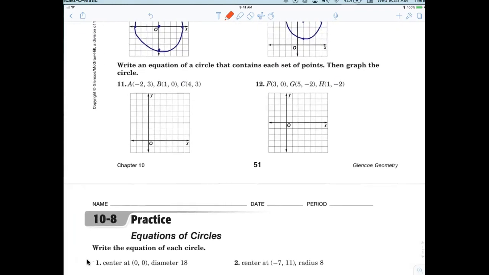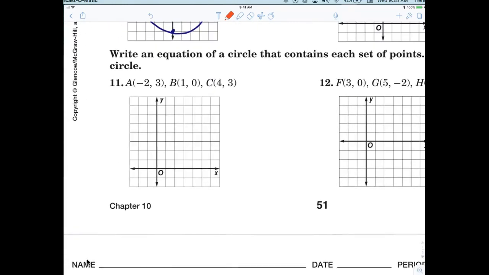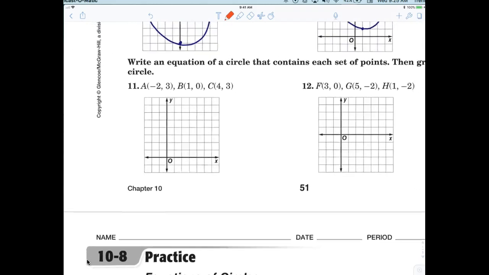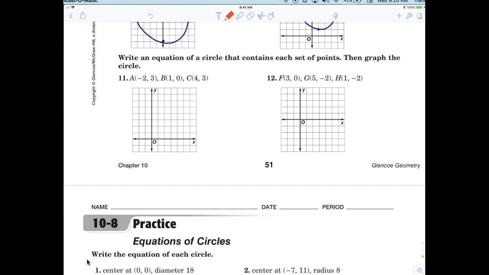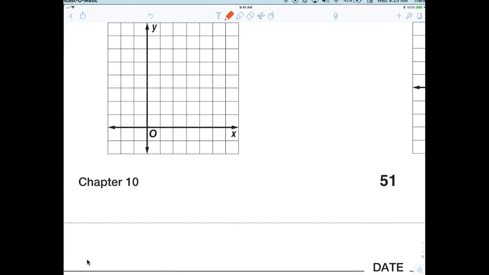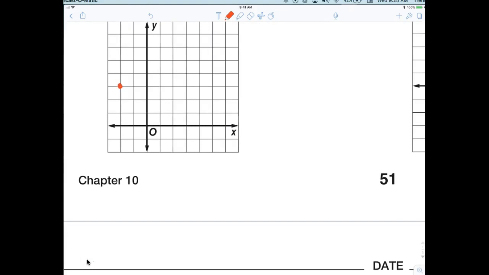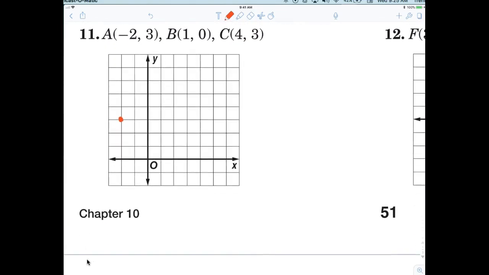Now, a little bit harder. This would not be easy if the points were not either vertically or horizontally attached to each other. Because if the 2 points are vertically, well, you'll see what I mean in a second. So it says plot negative 2, 3. And then you're plotting 1, 0. And then you're plotting 4, 3.